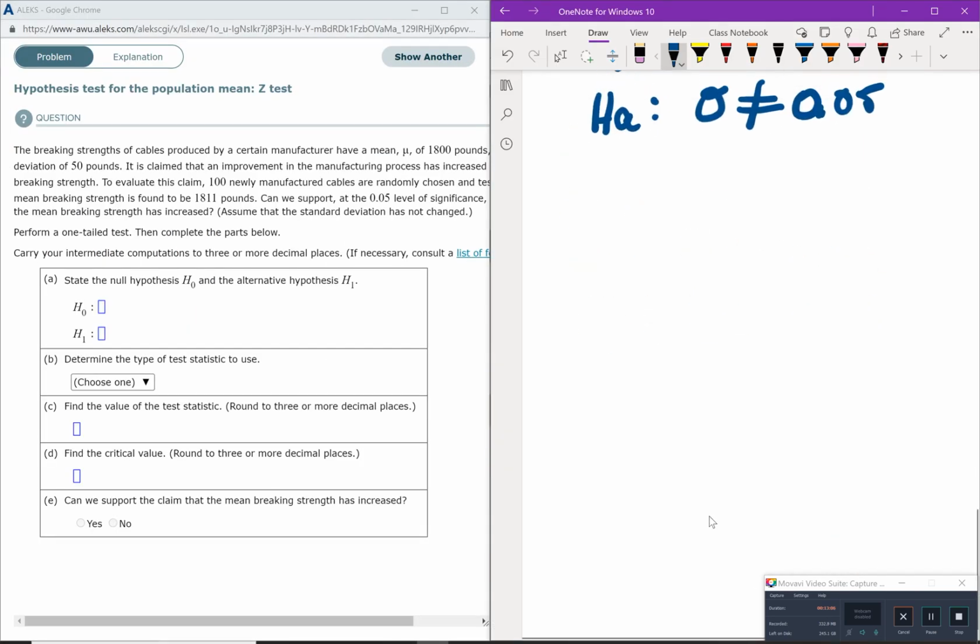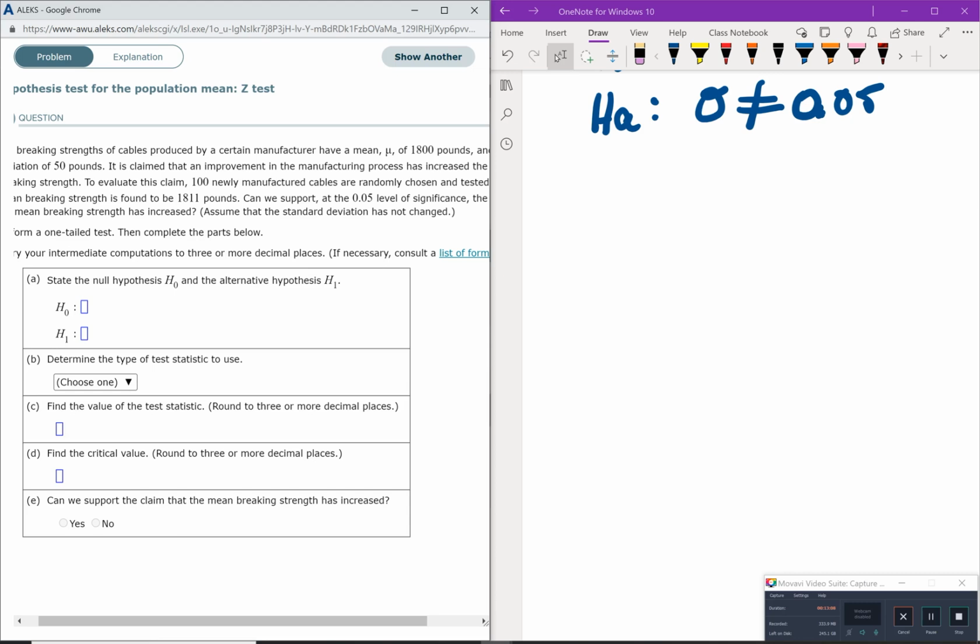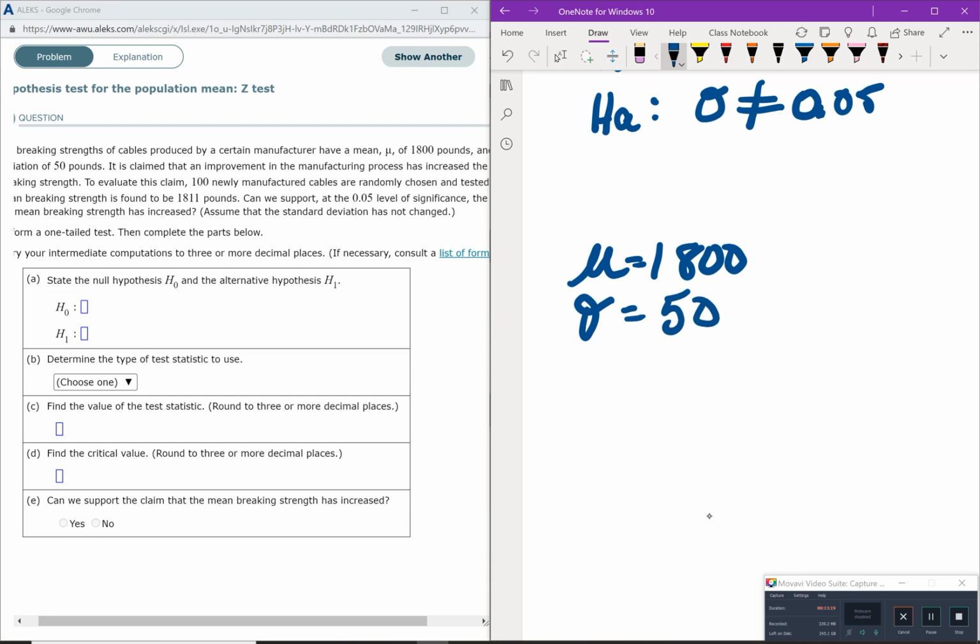Okay. So far they've told you that mu is 1,800. That's our null hypothesis. They've told us that sigma is equal to 50. It says it is claimed that, here's your claim. So the claim is going to be obviously the alternative, the HA, because they already gave you mu. That's the H0. And you know it's an H0 because it's equal to, right?